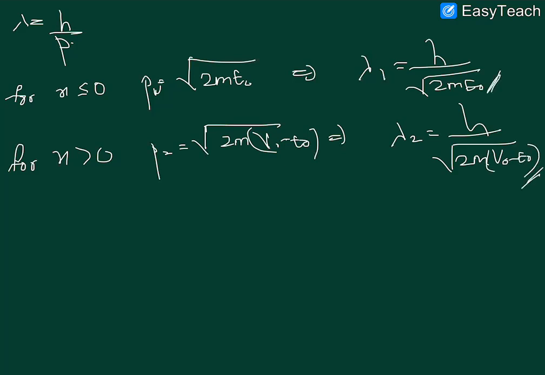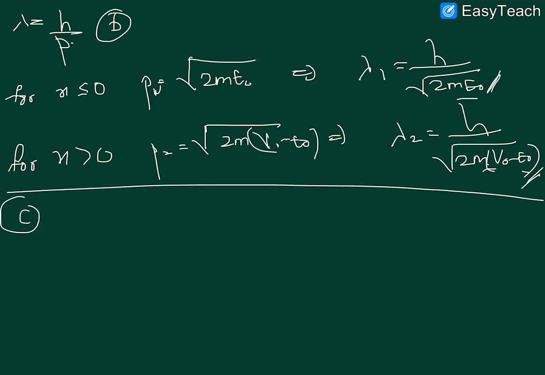Alright, I guess you get the rough idea again. Over here I won't go into putting in the values, but you can go ahead and put the values of E naught and V naught to get the values of lambda 1 and lambda 2. So when we are completed with part B, now let's move on to part C and write down the boundary conditions at x equals to 0.